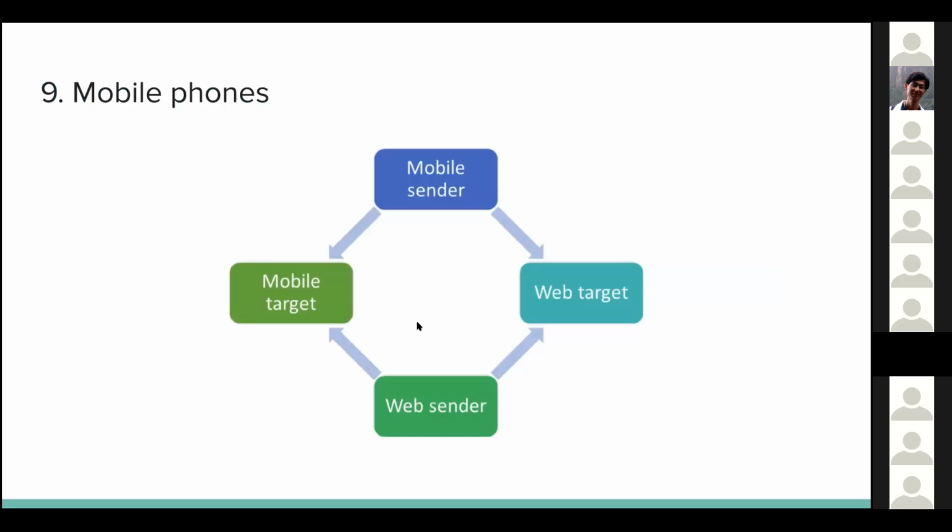Right, so the next area of attack vector is a very broad category: mobile phones. There are a few ways that mobile phones can be used in phishing. The first way is from a mobile sender to a mobile target, which transfers control from one mobile app to another mobile app. In the case of a mobile sender, the prerequisite is that the victim needs to have downloaded a malicious application on their handphone.